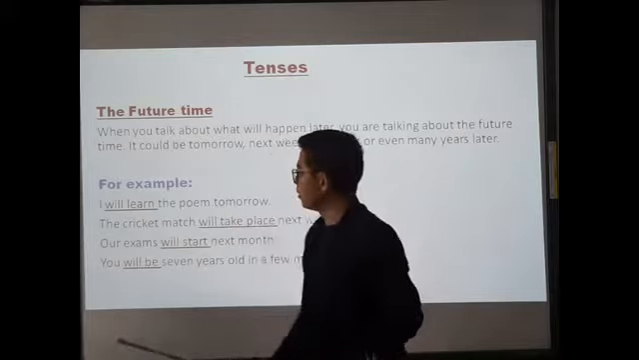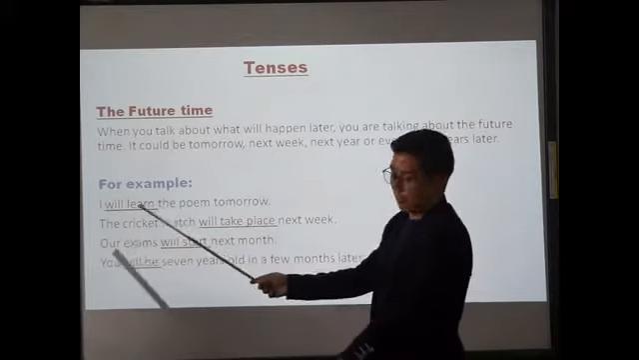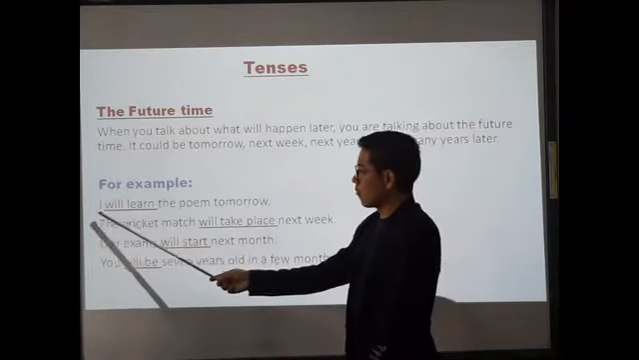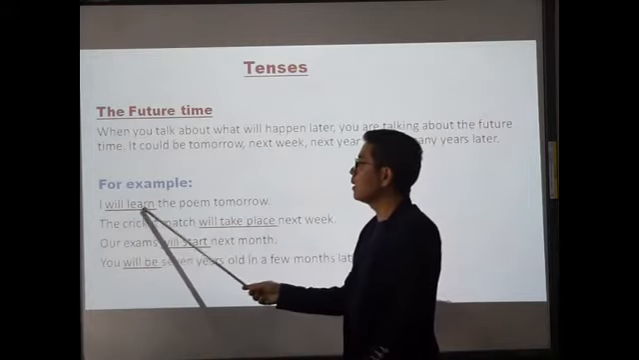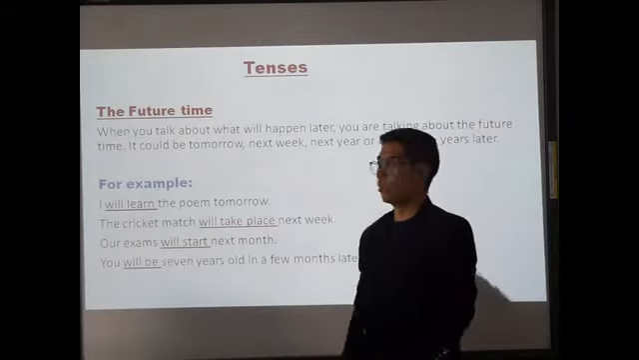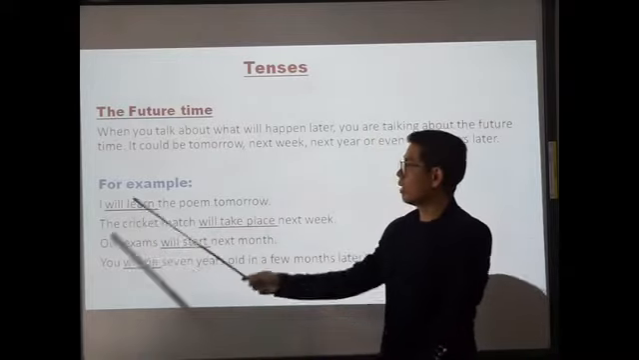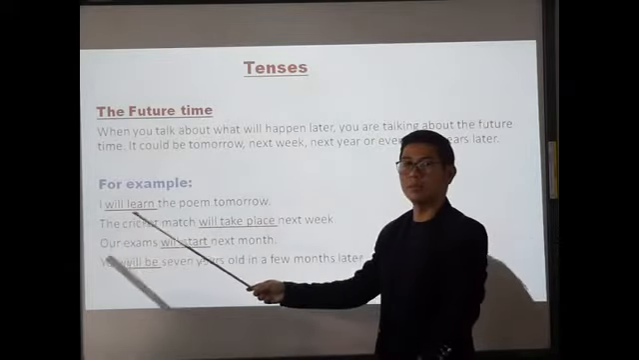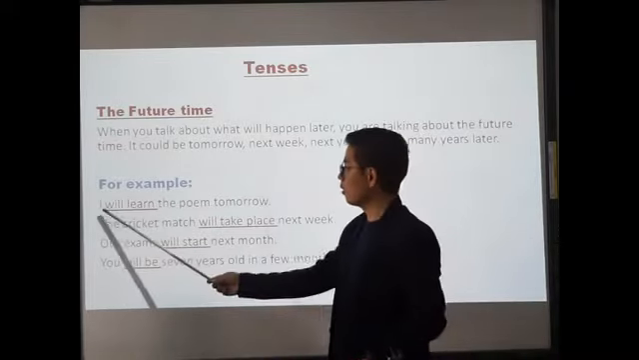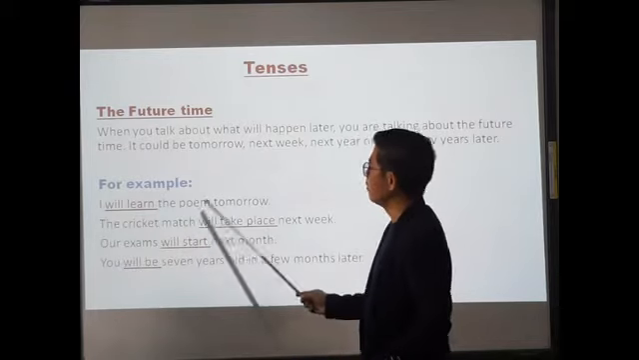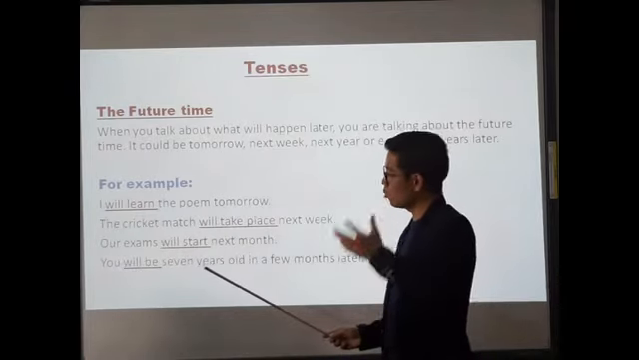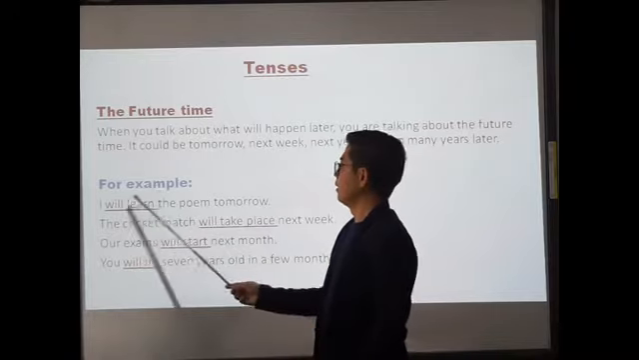For example, it is given there in the book also. I will learn the poem tomorrow. I will learn. Will learn. That means you are going to do it later. I will learn the poem tomorrow. Later means tomorrow here in the sentence.